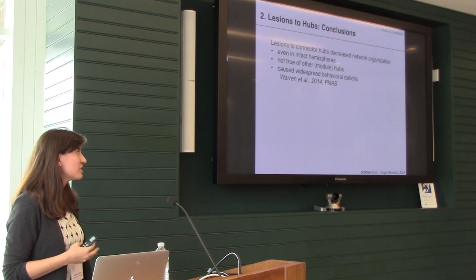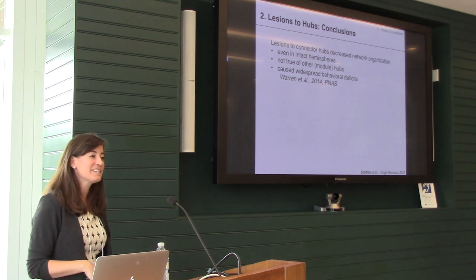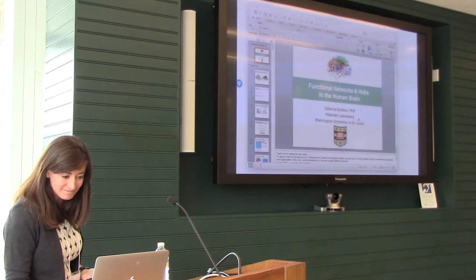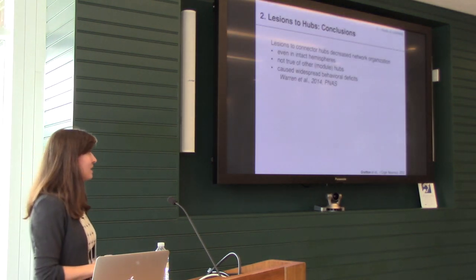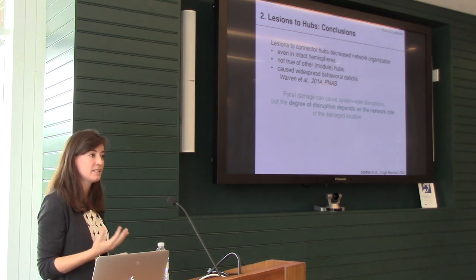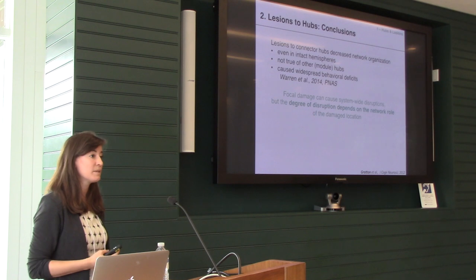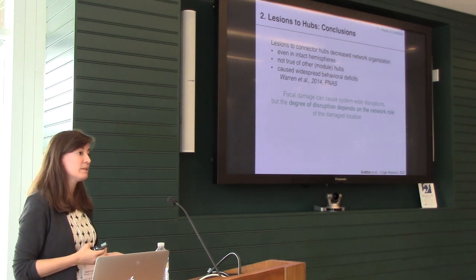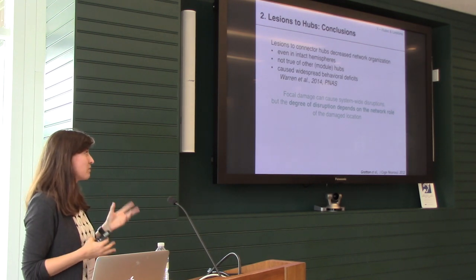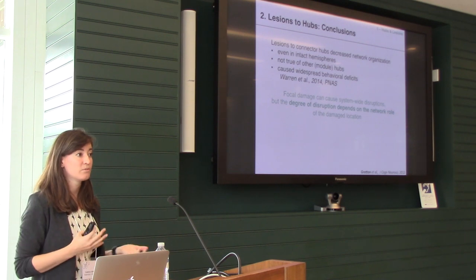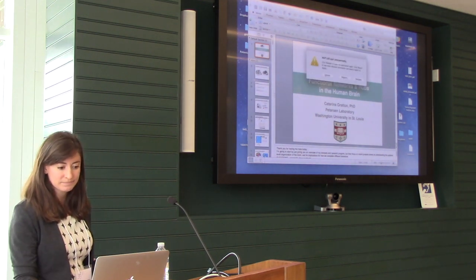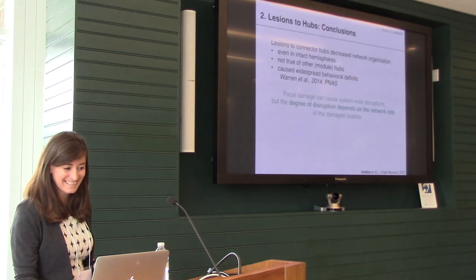Yes, and what's interesting is that not only do we see these impairments in network organization, but also in behavior. So I think this is exciting because it sort of validates the idea that using these network measures may tell us something about brain function. It suggests that having focal damage can sometimes cause these really widespread disruptions, and that perhaps understanding something about the network organization, in particular whether these regions are hubs or not, may tell us about the extent of disruption that we might expect to see.